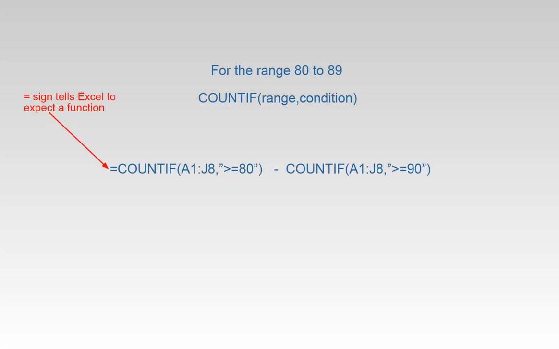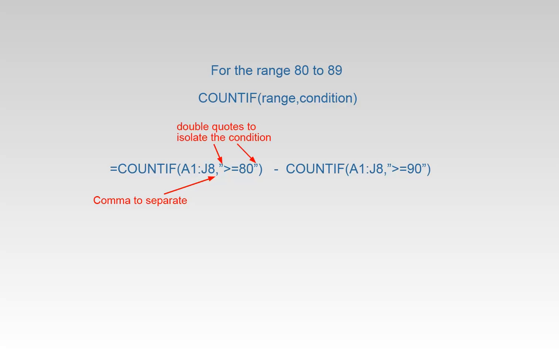To count the number of values in the range between 80 and 89, we can use the COUNTIF function. Use the equal sign to tell Excel that there is going to be a function. Type COUNTIF, then brackets. Enter the range of cells to be counted by either typing the range or highlighting the first cell and then left-click and drag the mouse around the data. Use the comma after the range to specify the condition that is to be counted. The condition is enclosed in double quotes.